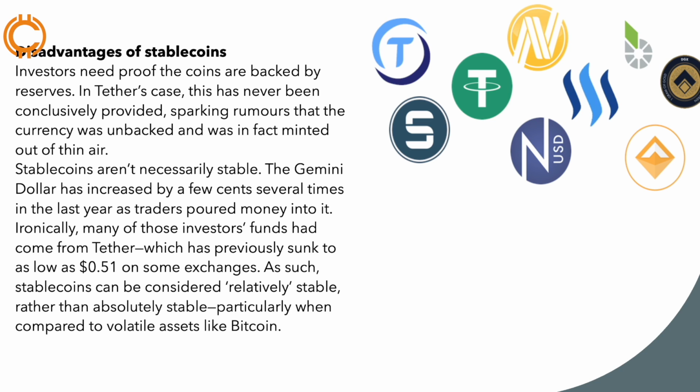What are the disadvantages of stablecoins though? Investors need proof the coins are backed by reserves. In Tether's case, this has never been conclusively provided, sparking rumors that the currency was unbacked and was in fact minted out of thin air. Stablecoins aren't necessarily stable. The Gemini dollar has increased by a few cents several times in the last year as traders poured money into it. Ironically, many of those investors' funds had come from Tether, which has previously sunk to as low as 51 cents on some exchanges. As such, stablecoins can be considered relatively stable rather than absolutely stable, particularly when compared to volatile assets like Bitcoin.